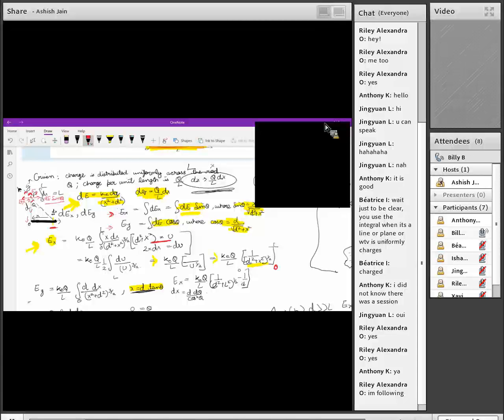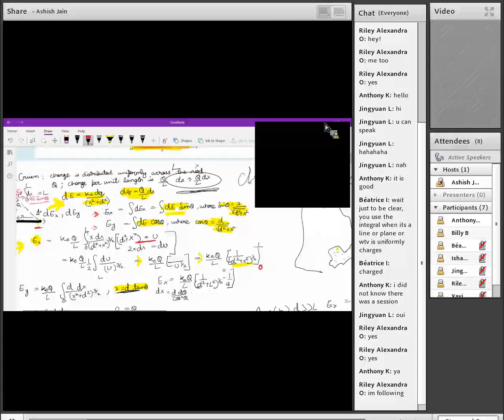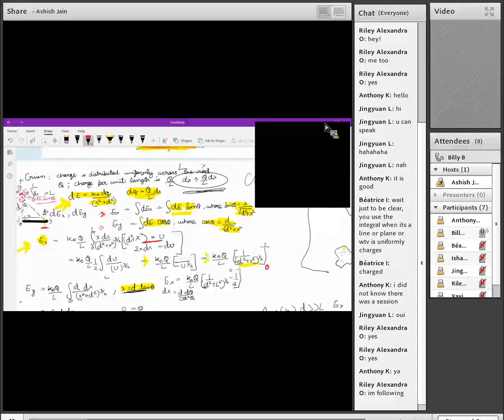Does that clear your doubt? Yeah, actually, I think it does. So where do you get d squared plus x squared to the power of 3 over 2? Here, I have x squared plus d squared here, and I have x squared plus d squared here to the power 1 by 2.